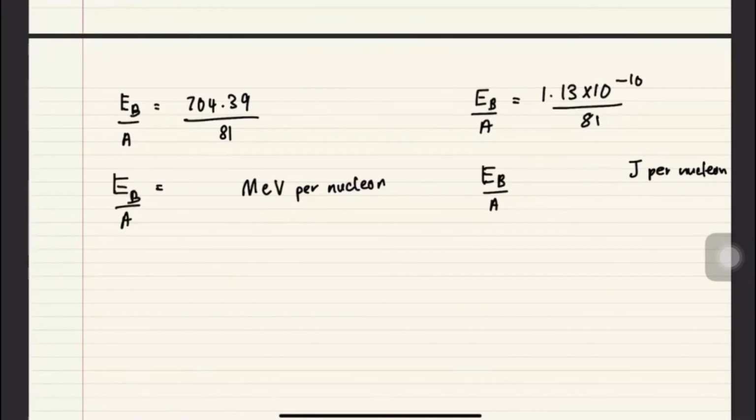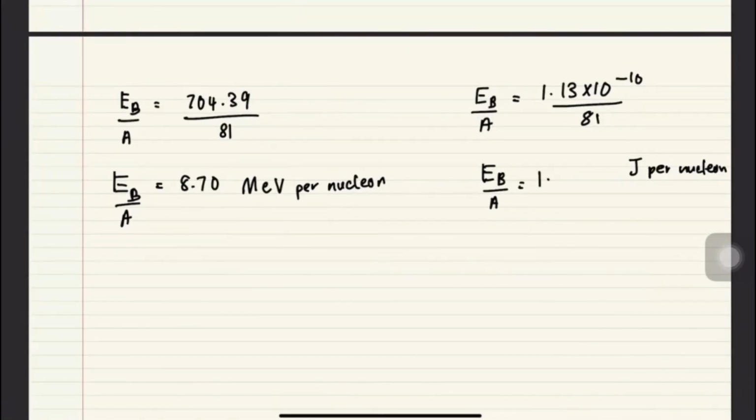Untuk yang belah kiri tu agak 704.39 dengan 81. Dapat tak? 8.70. Okay. Dapat good. Dan belah kanan ni 1.13 exponent negative 10 divided by 81, you get 1.395. 1.40 times 10 negative 12 joule per nucleon.